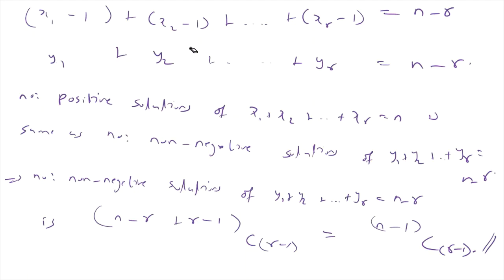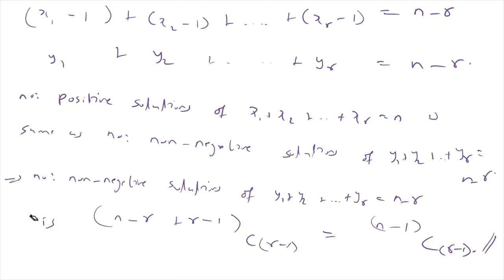x1 minus 1 plus x2 minus 1 plus so on up to xr minus 1 is equal to n minus r. Now I can take x1 minus 1 as y1, x2 minus 1 as y2, and xr minus 1 as yr. Now y1 plus y2 plus so on up to yr is equal to n minus r. The number of positive solutions of the equation x1 plus x2 plus so on up to xr is equal to n is going to be the same as the number of non-negative solutions of the equation y1 plus y2 plus so on up to yr is equal to n minus r.